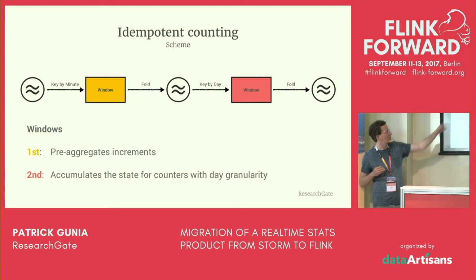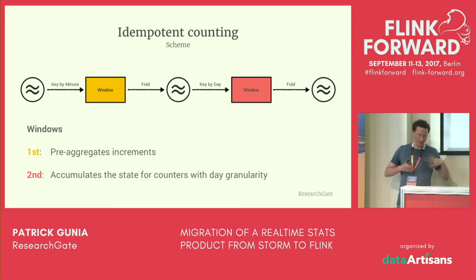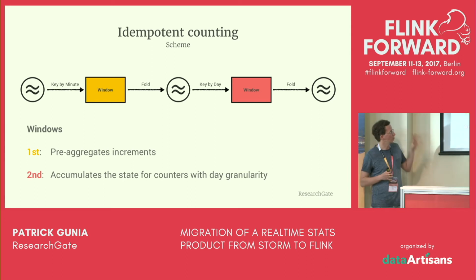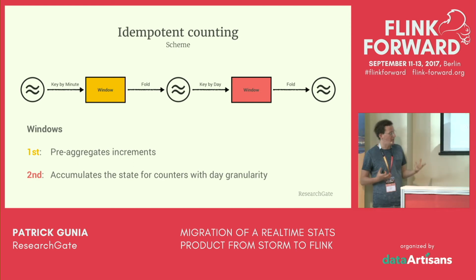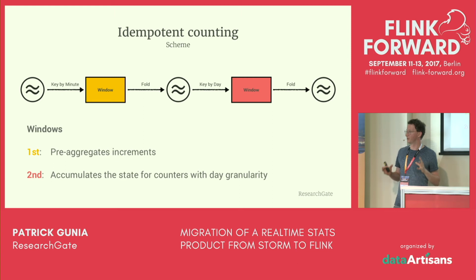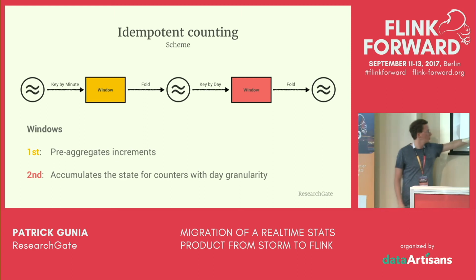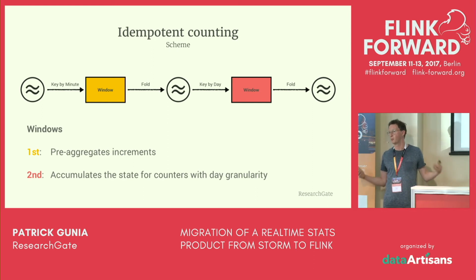So the window that we added at that point is the solution for this idempotent counting problem. What we want to do is actually have the data for this day stored in the Flink state, and then being outputted. Thus, the second window accumulates the states for the counter with day granularity. Thus, this window will, of course, be way bigger.